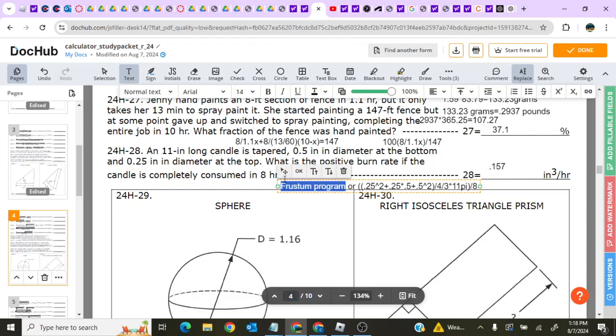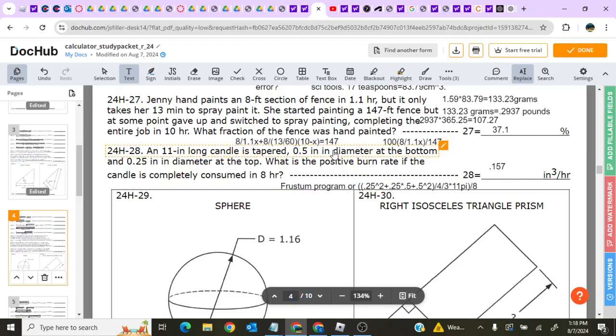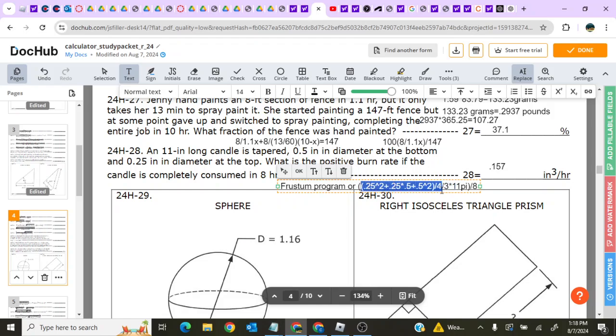First off, we have a frustum program for this. Plug in the two radii, which are these numbers divided by 2, and then the height of 11. Alternatively, you could just use the equation for a frustum. I'm using the radius here and dividing by 2 to counteract that.